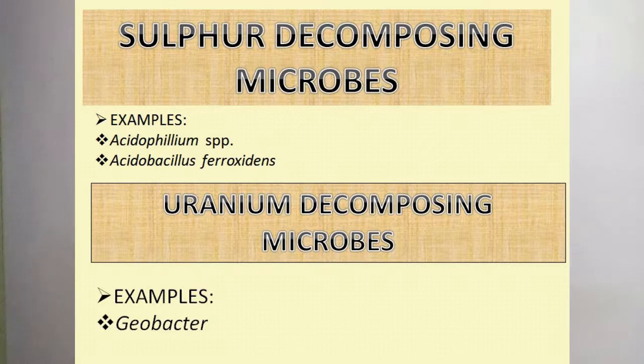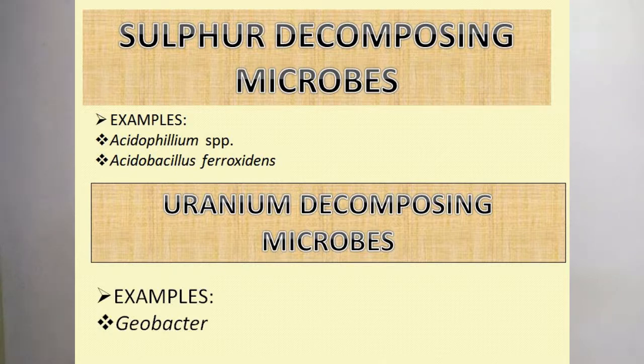The bacteria Geobacter, what it does is it converts soluble uranium salt into insoluble uranium salt. What does this mean? You have checked that if you put our normal salt, that is the salt that we eat, in water, what happens? It gets mixed. That is, it is soluble in the water. But if you put soil in the water, it does not get mixed. It just settles down. That is, it is insoluble in water.